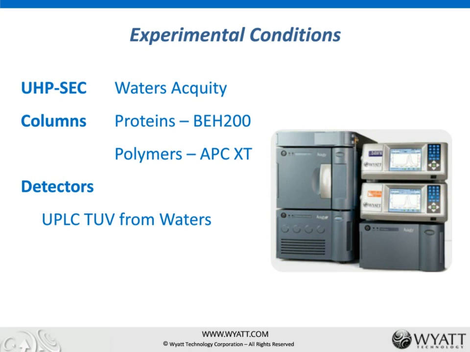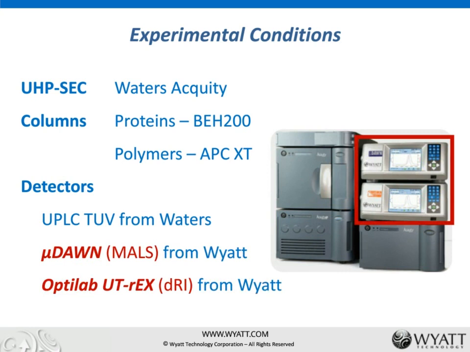All the data presented for the rest of the webinar were collected under this experimental condition. We used the Waters Acquity UHPLC system. For proteins, we used the BEH column, either 15 or 30 centimeter in length. For polymers, we used the APC-XT columns. The UV detector is also from Waters. The MALS, obviously, is from our Microdon. And the DRI, low dispersion volume DRI, is the Optilab UT-rEX at the same wavelength as the Microdon.